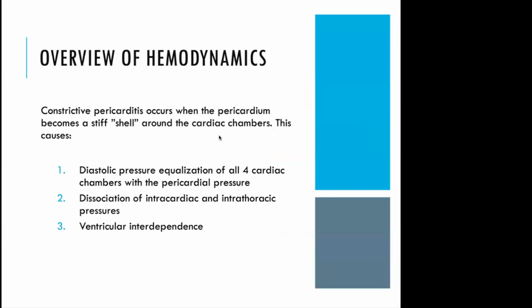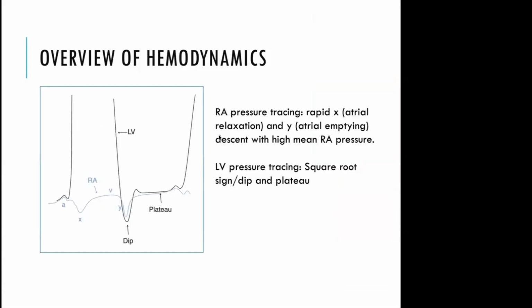Next, we'll go over some basic hemodynamics related to constrictive pericarditis. Constrictive pericarditis, as we mentioned, occurs when the pericardium becomes a stiff shell around the cardiac chambers. This causes a variety of consequences, including equalization of pressures of all four cardiac chambers, with the pericardial pressure predominantly in diastole. There's a dissociation of intracardiac and intrathoracic pressures. And then, of course, we have ventricular interdependence.